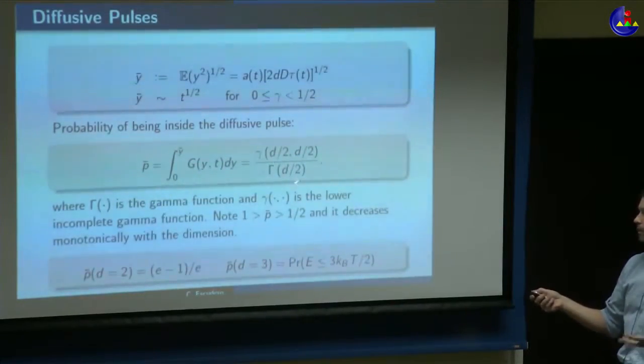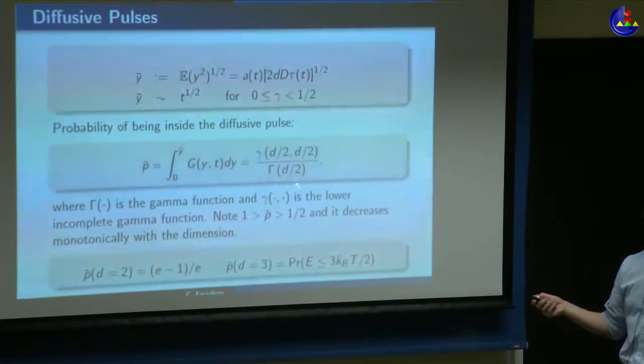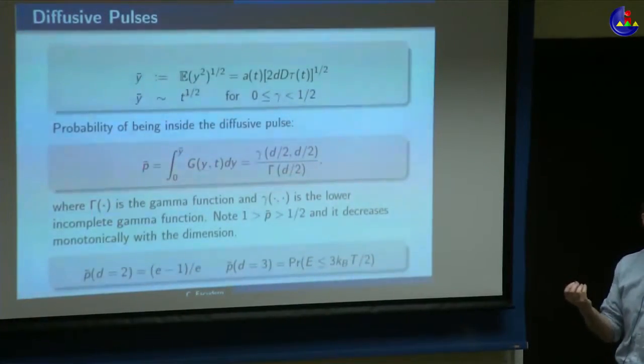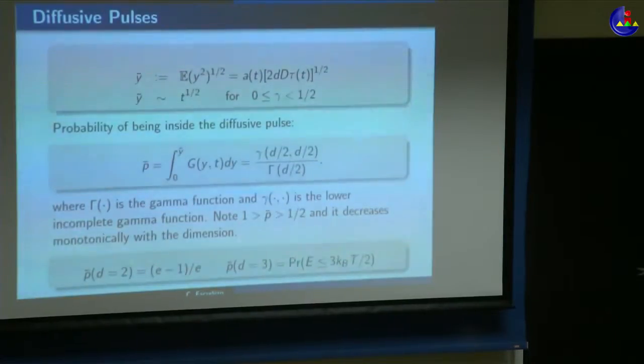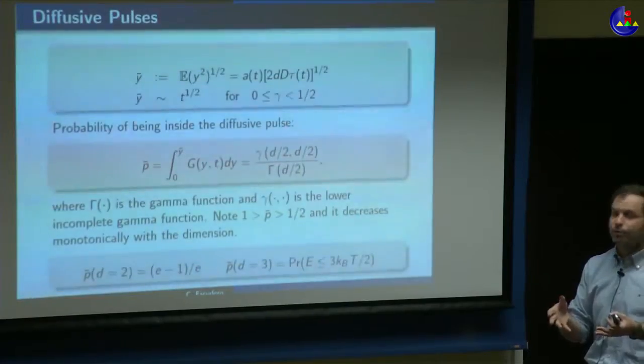A few words about this formula. As I told you, it's very simple because it only depends on dimension, so it's a universal constant, but it looks a little bit ugly because it depends on the lower incomplete gamma function and the ordinary gamma function. Actually, you can find some ideas that make it a bit simpler. For instance, it's always in the open interval (1/2, 1), so this means that most of the particles are inside the diffusive cone. This is in consonance with what we want, right? Most of the particles are in our diffusive cone.